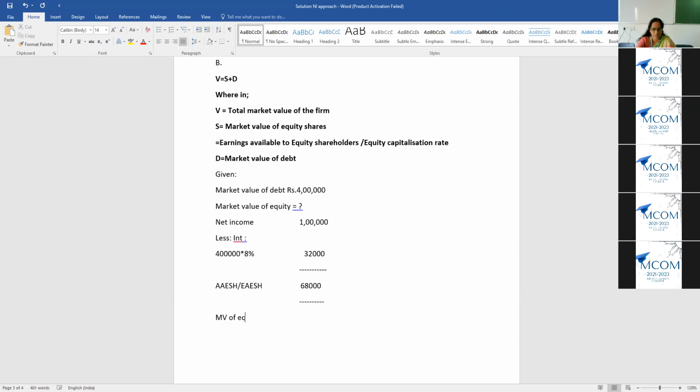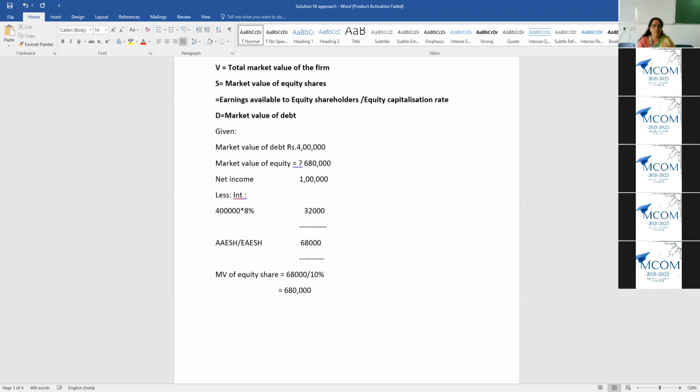Market value of equity share is equal to amount available to equity shareholders, which we just calculated as 68,000, divided by the equity capitalization rate of 10%. So 68,000 divided by 10% is 6,80,000. So your market value of equity is calculated: 6,80,000.